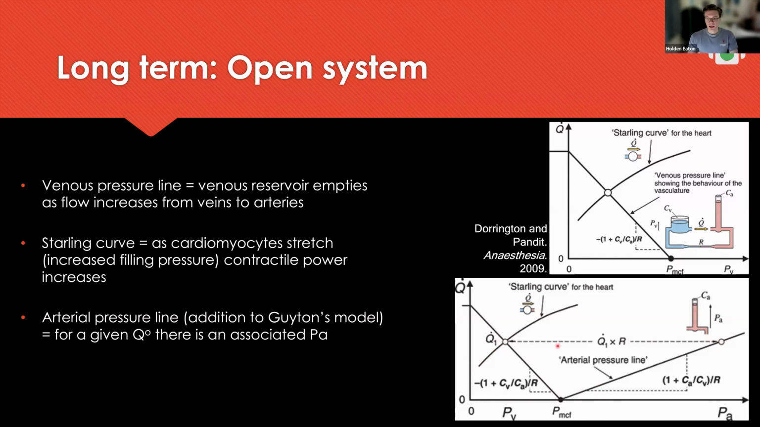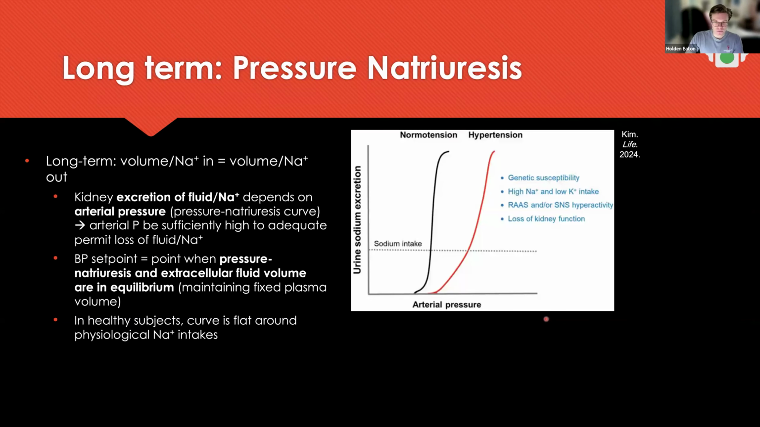So we'll talk a little bit later about how shifts in these lines occur and how we can use those shifts to think about what happens to blood pressure in the long term. Right. Final step of this model is finally taking into consideration the kidneys.